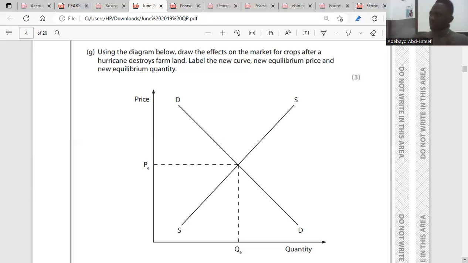Do you understand? The quantity in the market will reduce from QE to Q1. The price in the market will rise from PE to P1. The supply curve will shift leftward from S to S1. Is it clear? Do you have any question about that, please? We'll move on.